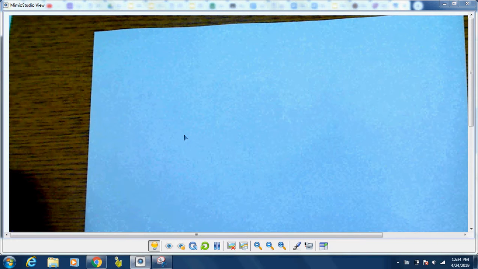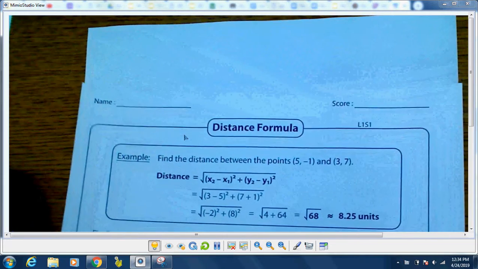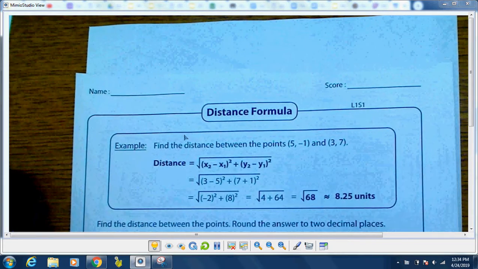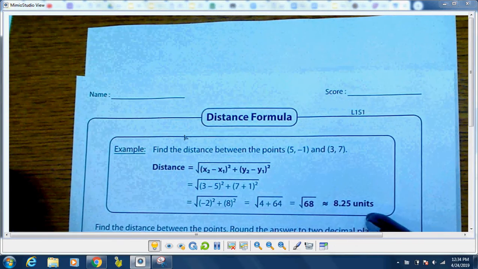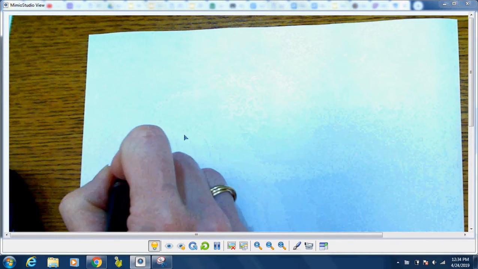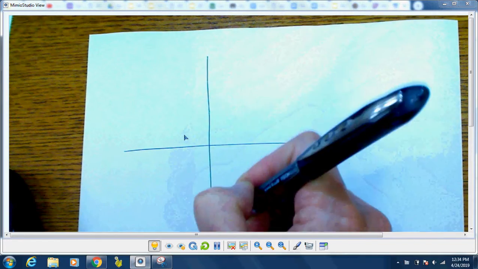Hey, first hour, we're going to spend a little bit of time on the distance formula because in our next lesson, lesson 33, because we're going to skip 30, 31, and 32, you're going to need to know the distance formula to figure out some stuff. So just some quick stuff about the distance formula. The distance formula is really the Pythagorean theorem in disguise.